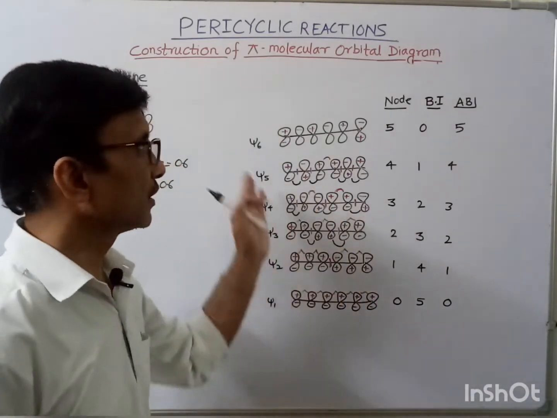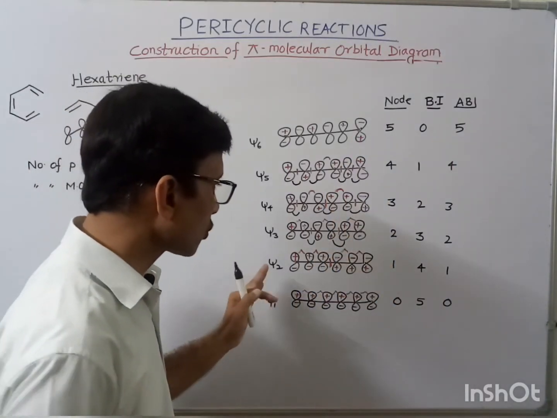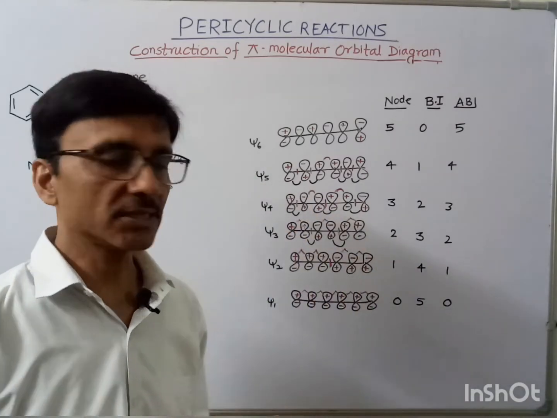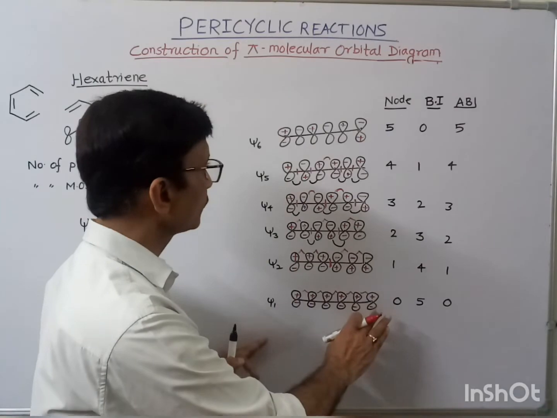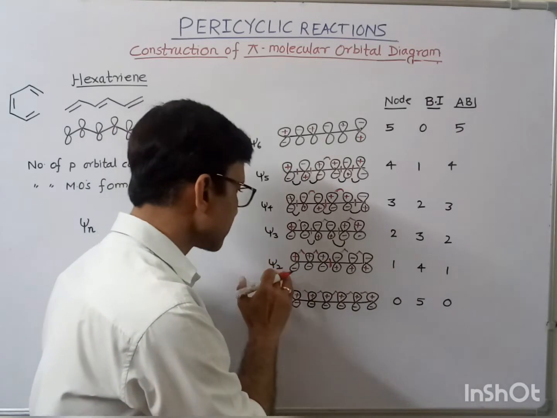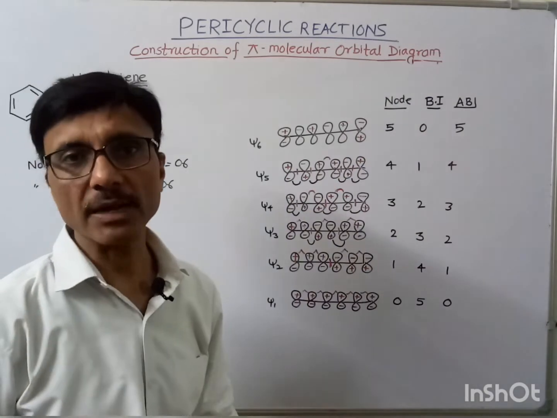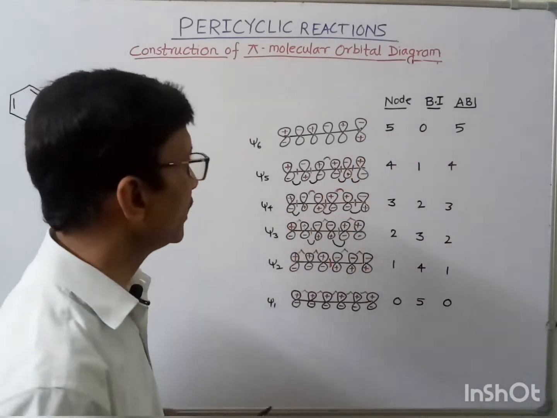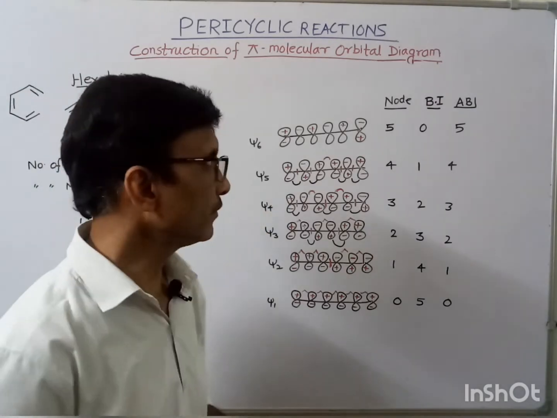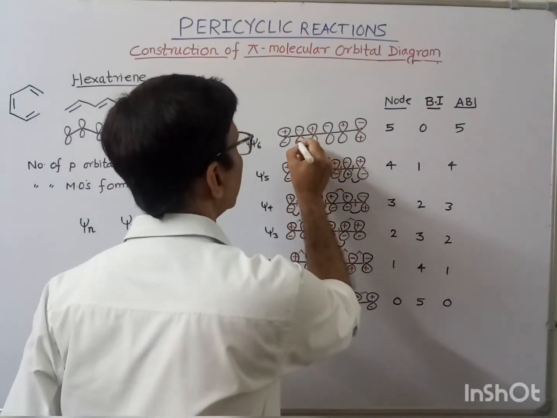First molecular orbital, give all signs positive. Last molecular orbital, give alternate signs, positive, negative. And second molecular orbital, half positive, half negative. In all molecular orbital diagrams we will see it like this. First one all positive, last one alternate, plus minus, plus minus, plus minus, and second one half positive, half negative, and the rest you can see with the help of nodes, bonding interactions and anti-bonding interactions. So these are the six molecular orbitals of hexatriene.